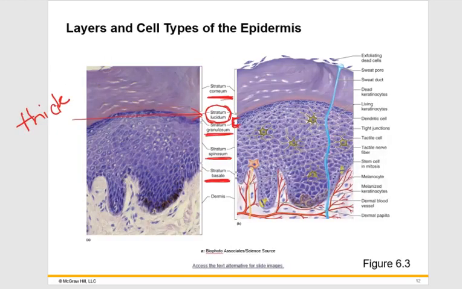So as we look at this image and we think about function, you need to understand that cells are going to divide here in the stratum basale layer and then slowly move out to the edge. So the outer edges of our skin are the oldest, and the deepest layers of our skin are our newest or youngest cells.